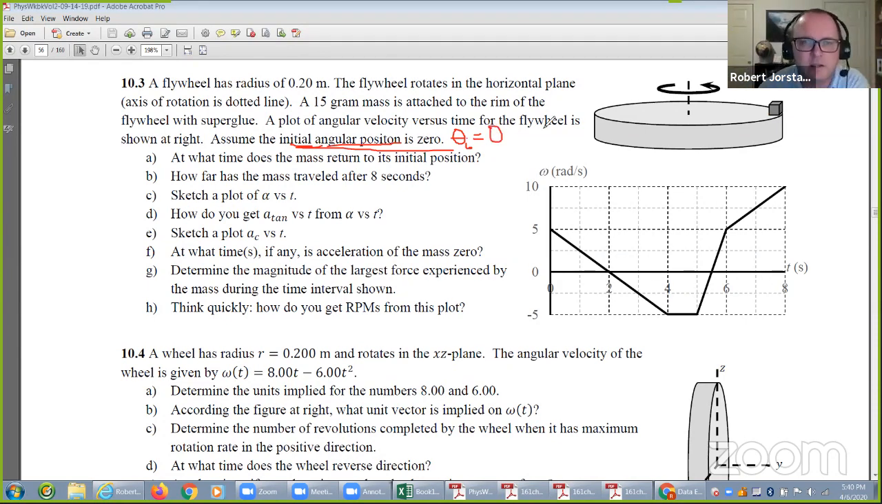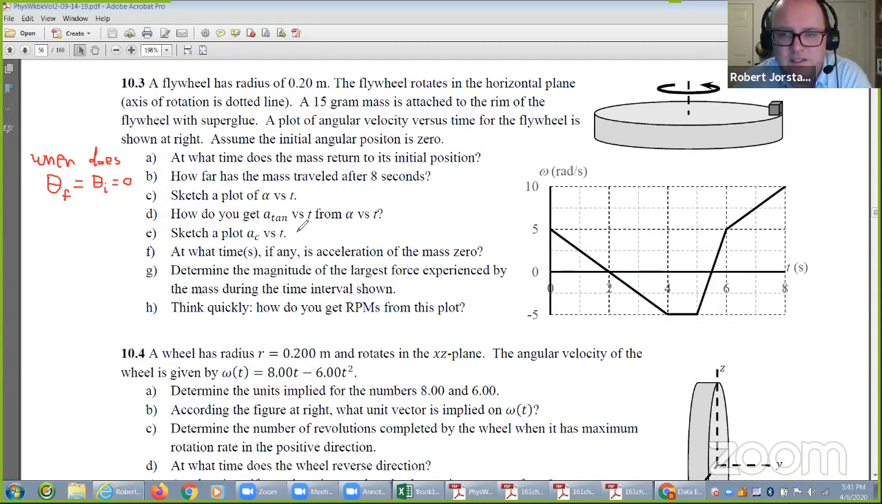Now, okay, let's see here. At what time does the mass return to its initial position? Okay, this is a good one. So we know its initial position is 0. And we're asked, when does it return to that? So another way of saying question A is, when does theta final equal, in this case, theta initial, which we said was 0.